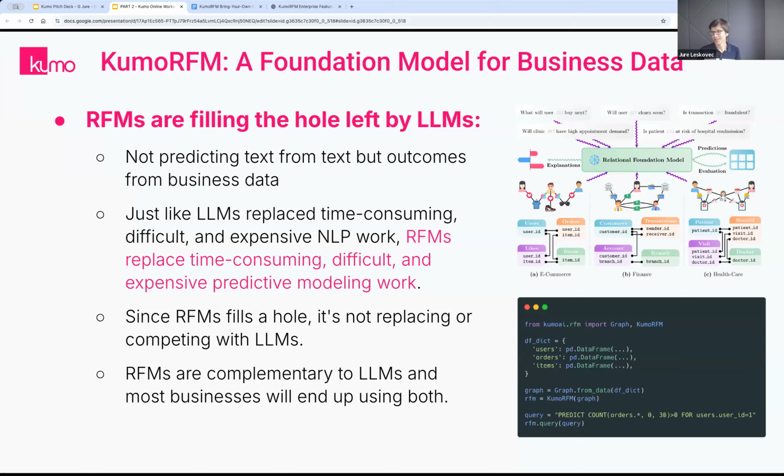And I hope that this demo showed how easy it is to basically put predictions into production, into a new application, without any model training, without any feature engineering or anything like that, right? So what we have demonstrated is a pre-trained model for machine learning, right? And these relational foundation models that we have built are basically filling a big hole left by LLMs, right? LLMs are predicting text from text, but KumoRFM is predicting outcomes from business data.